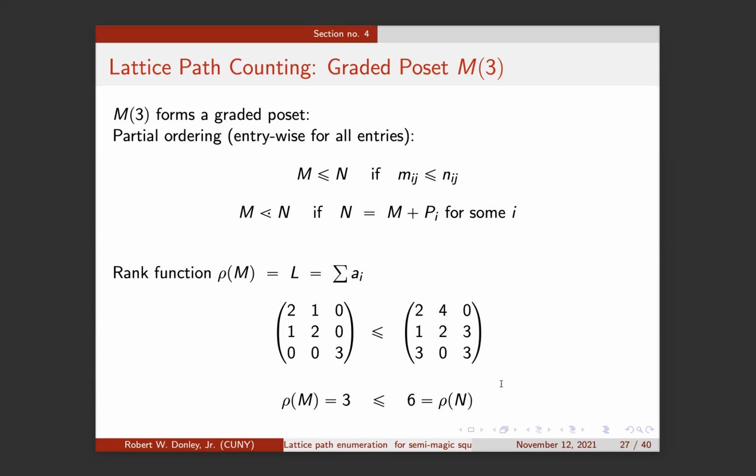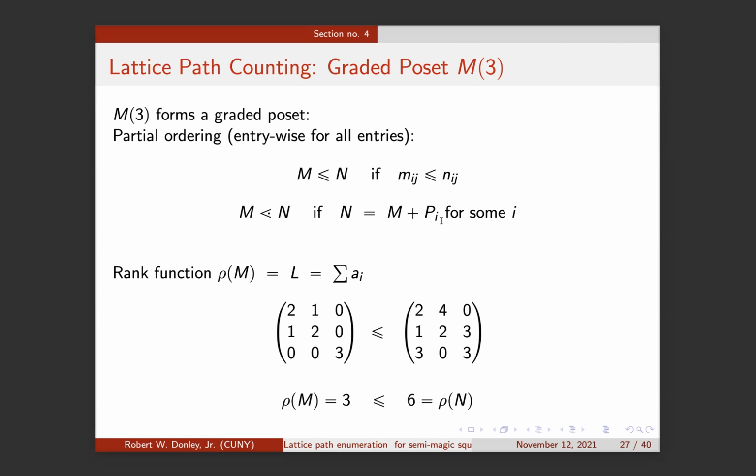Now, semi-magic squares of size 3, M3, are also going to form a graded poset, which all that setup from before was also set up for rectangles, but also to set this up. Here, the relation is just going to be checking entry-wise. So for instance, on the bottom, you check entry-wise, every entry here is less than its corresponding element on the right. And for the covering relation, we'll say that N covers M if N is just gotten from M by adding a permutation matrix. And that tells us everything we need to know about the poset.